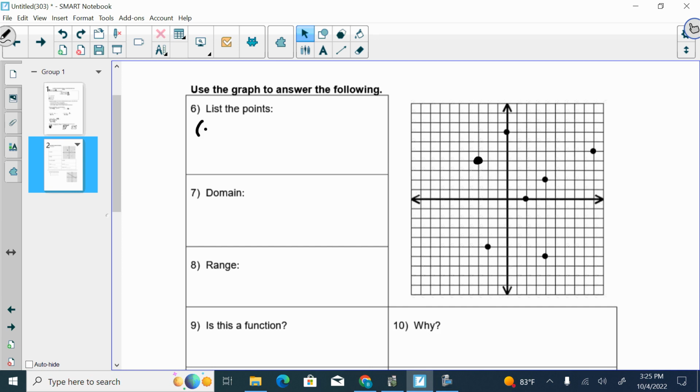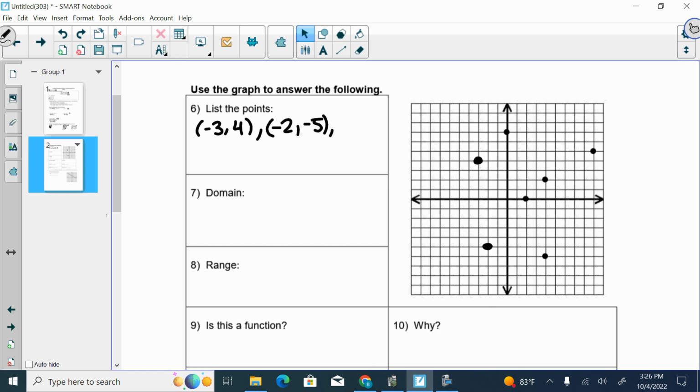-3, what? And then how many up? 4. Okay, so there's our first coordinate point. Very good. All right, where is this point? This one down here. -5, right, because we went down.